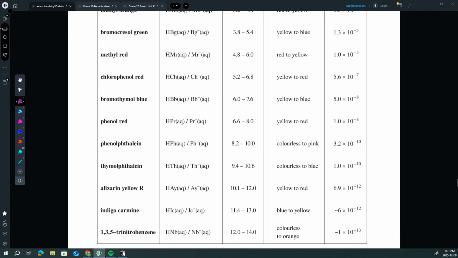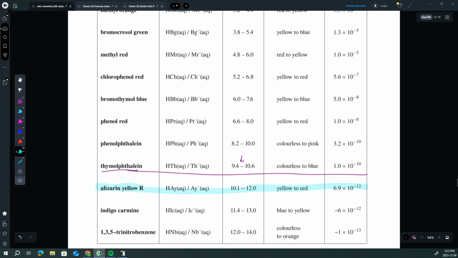Okay, but if we look at thymolphthalein, which is right here, 10 is going to be in the middle of this range. Okay, so thymolphthalein is going to be a really good indicator to use for this titration. Now, if you're looking at alizarin, notice how 10 is just below its range, right? And some people might think, well, it's close enough. Nope, the endpoint must be inside the range of the indicator. So just be careful about that.